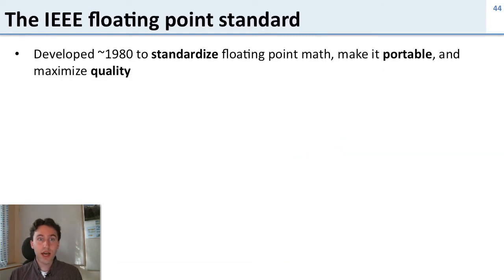So let's talk a little bit about the IEEE floating point standard. This was developed in about 1980, and the idea was to standardize floating point math. This makes it portable and maximizes quality. Before this standard, floating point numbers on one computer might be totally different from floating point numbers on another computer, and that made it very hard to move data and move programs back and forth.